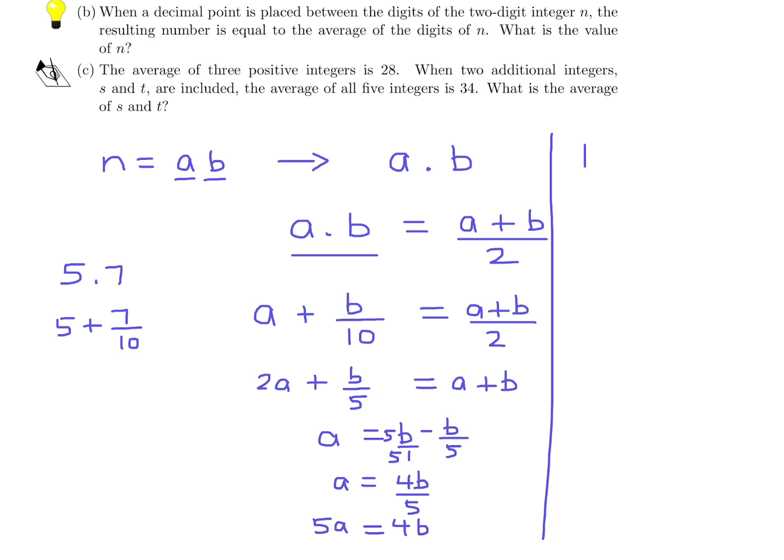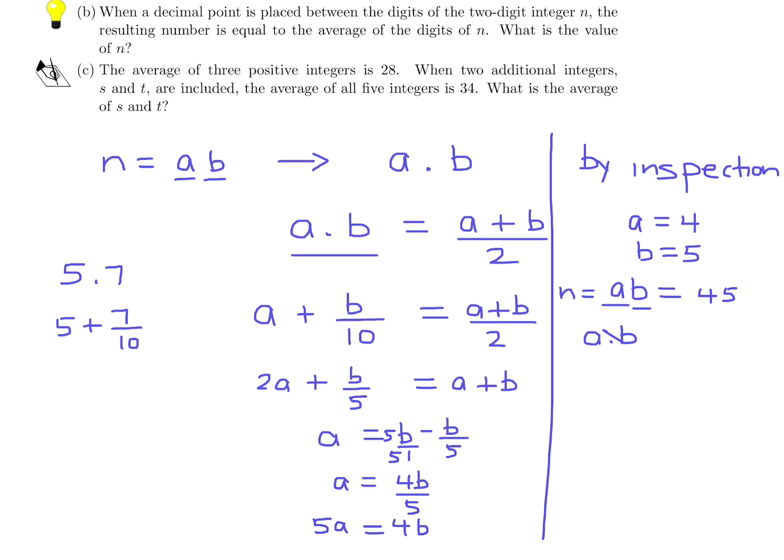Okay, so just by inspection, if I look at 5A is equal to 4B, that's going to be true, for example, when A is equal to 4 and B is equal to 5, right? 5 times 4 is 20, and 4 times 5 is 20. Let's verify that. AB, my number, which is n, is now going to be 45. That's the number, 45. And then A dot B, that is going to be 4.5.